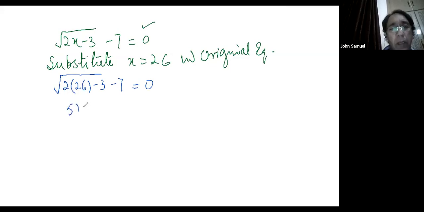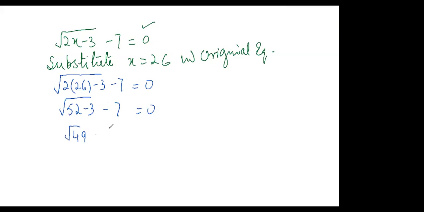26 are 52 minus 3 is under radical minus 7 is equal to 0. Similarly, 52 minus 3, what comes? It's 49. 49 minus 7, right? You are familiar.